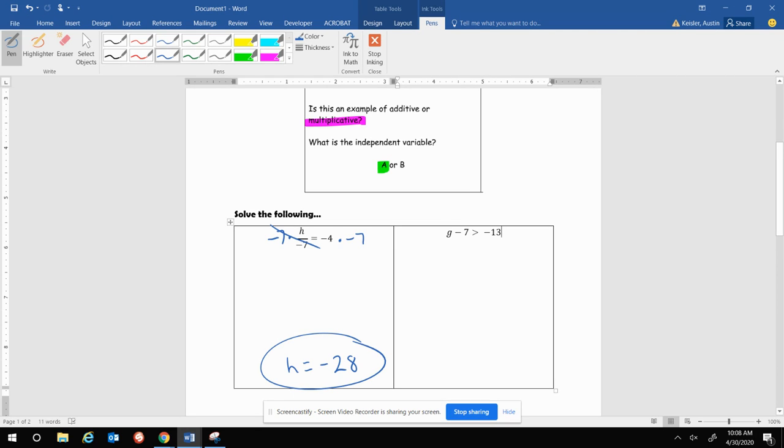So then our second one, again, we want to isolate the variable. This is an inequality because it has the greater than symbol. So I'm going to do the inverse of minus 7, which is plus 7. And whatever I do on one side, I have to do on both. And then I know negative 13 plus 7, they also have different signs, so we're going to have some zero pairs. So we're subtracting. 13 minus 7 is 6. And I have more negatives than positives, so it's going to be negative 6.